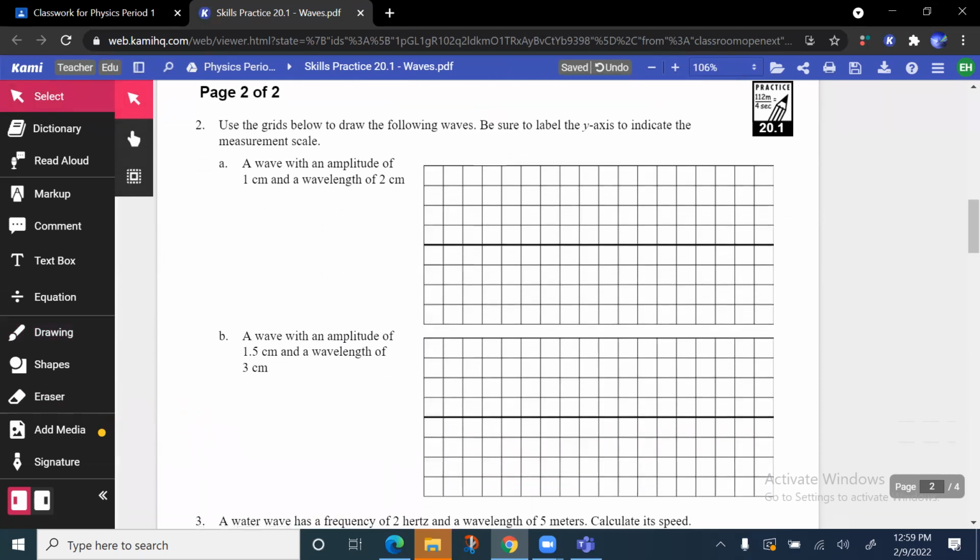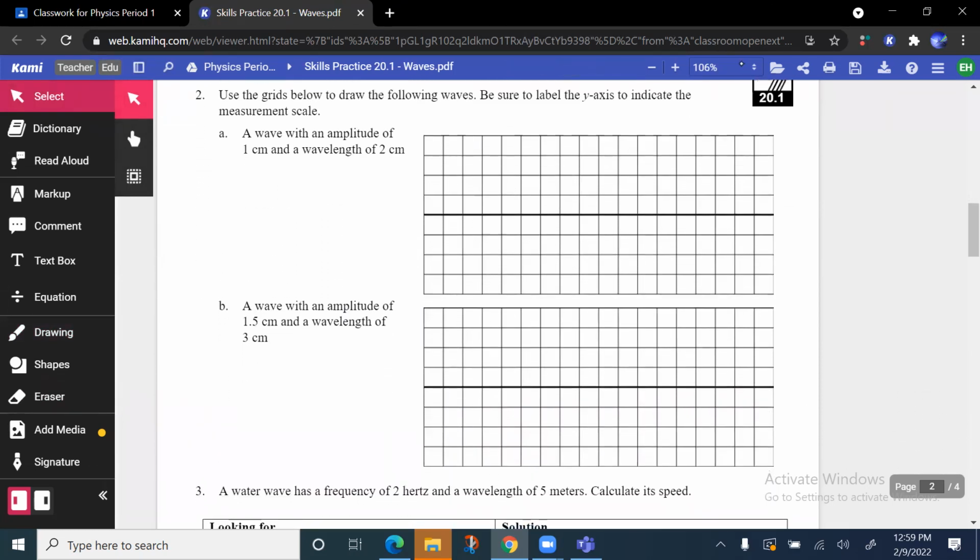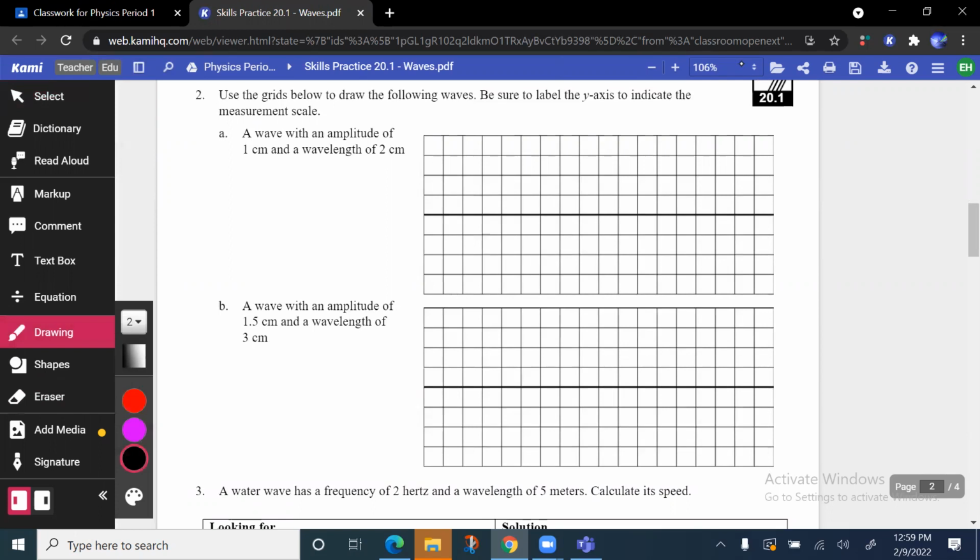Now in question number 2, we need to create a graph that has a wavelength of 1 centimeter, an amplitude of 1 centimeter and a wavelength of 2 centimeters. So we're going to create the same scale for both graphs. So let's go ahead and scale. We're going to go every 2 boxes is 1 centimeter. Same thing on the bottom graph.